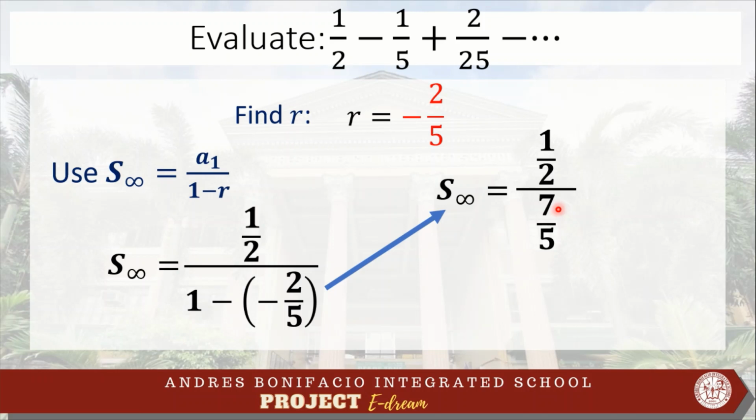Applying the rule in dividing fractions, we have 1/2 times the reciprocal of 7/5. That becomes 5 over 7. So we have the sum to infinity is multiplying 1 times 5, that is 5, and 2 times 7 equals 14. So we have 5 over 14.